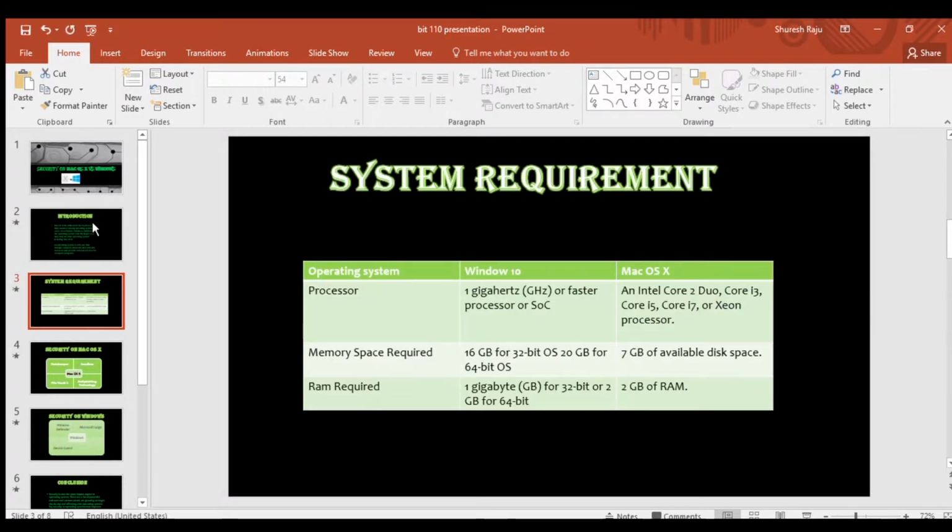Okay, now the system requirements. Windows 10 needs a processor of 1 gigahertz or faster, with 16 gig of space for 32-bit and 20 gig of system space for 64-bit operating systems. RAM is 1 gig and 2 gig for 32-bit and 64-bit respectively. For Mac OS, the minimum requirement is an Intel Core 2 Duo, up to an Intel Core i7 or Xeon processor, with 7 gig of available disk space and 2 gig of RAM minimum.